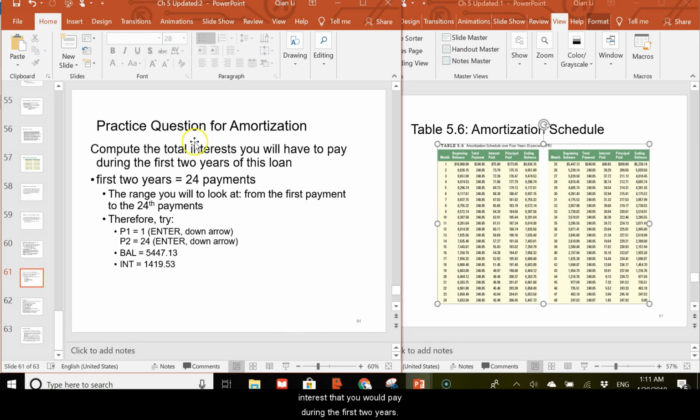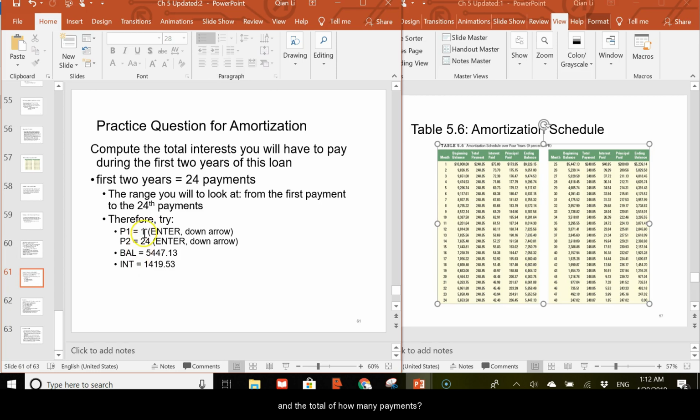You can also look at the total interest that you would pay during the first 2 years. If we are talking about the first 2 years, that's a total of 24 payments. If you look at the amortization table, the total interest paid during the first 2 years will be all these 24 numbers added up together. As long as you enter 1 as P1 and 24 as P2, and then you scroll down, your calculator will show you the INT, total interest payment, as $1,419.53.